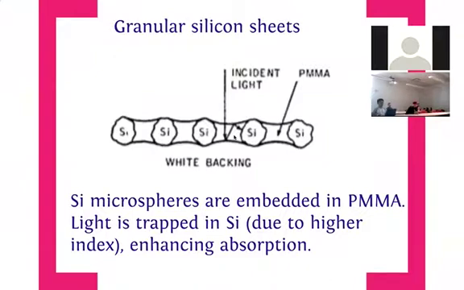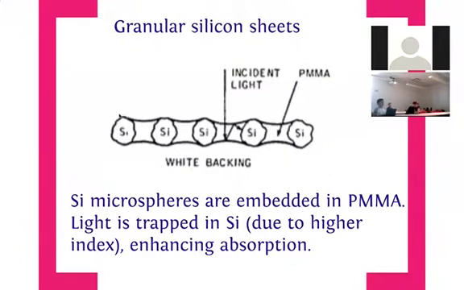Okay. So that basically confirms that by doing texturing, you can increase the absorption in a silicon wafer, and you can use this to make better solar cells. Then the next question is, could you use techniques like this to make even cheaper solar cells, for instance? One very interesting idea proposed in the paper, which I'd like to discuss a little bit, is to use granular silicon sheets.